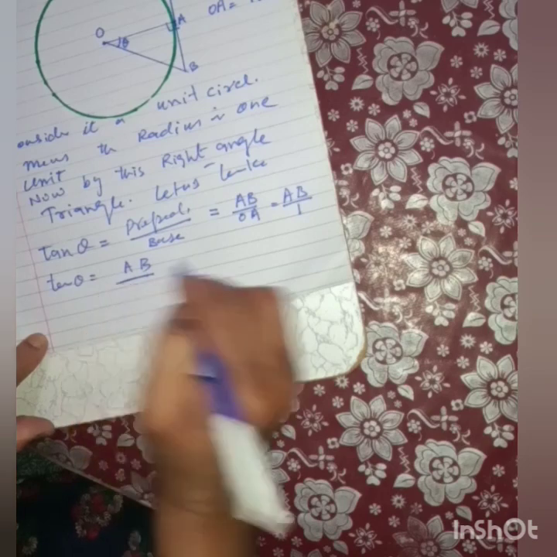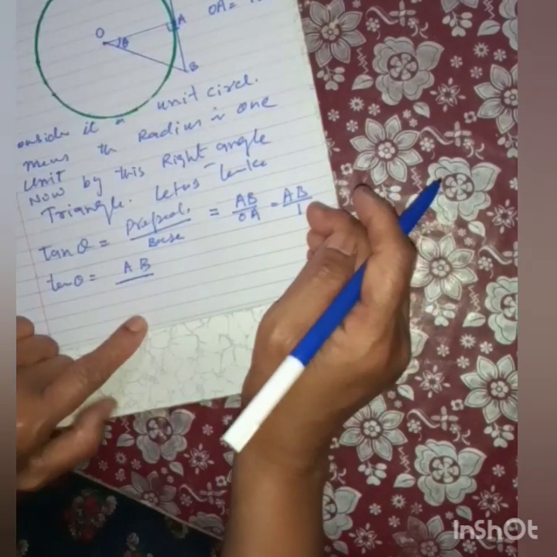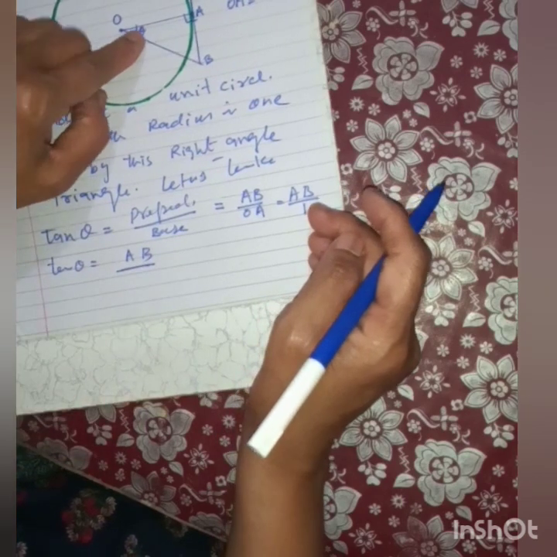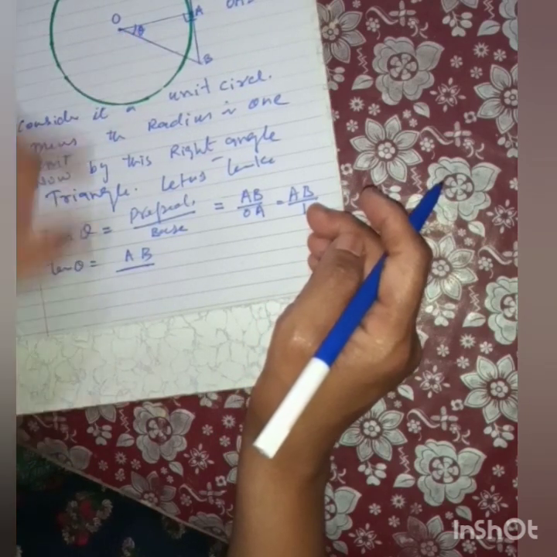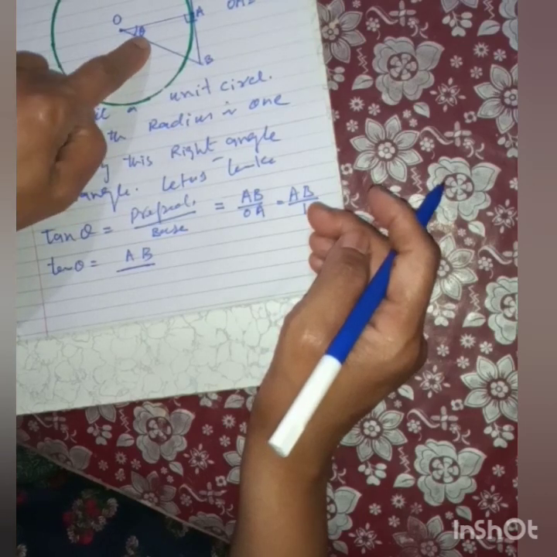Now this line AB is a tangent line created by this angle theta.